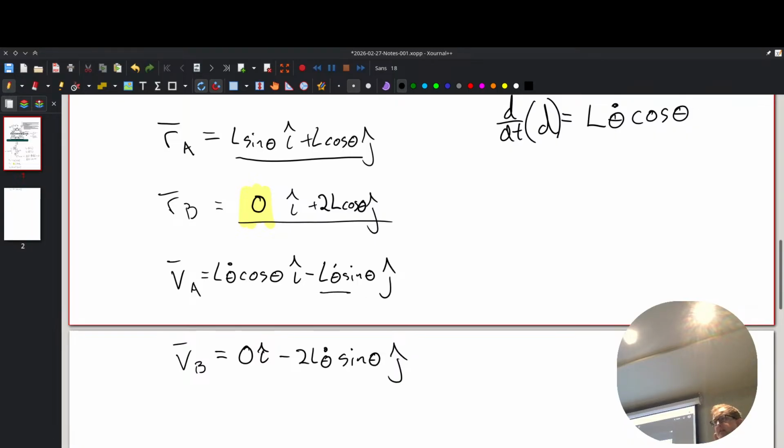So if I have a negative theta dot times a negative sign, I still have a positive motion. That's good. And same thing here: if I have a negative theta dot, I still have a positive y motion for the top one. So we're doing something right. We might be crazy, but we're at least getting our signs right.